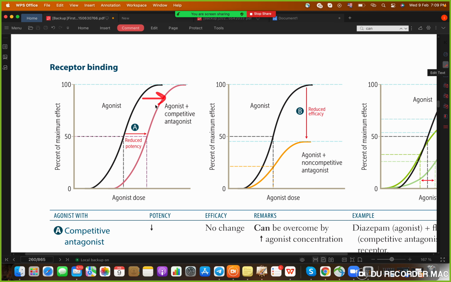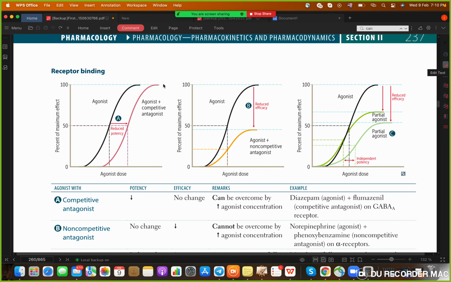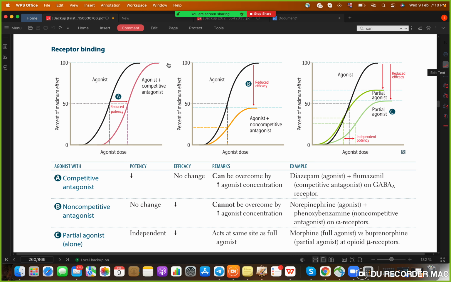So receptor binding: here you can see the agonist, and the agonist with a competitive antagonist. It's shifting to the right. Shifting to the right means that it needs much more of the agonist to exert the same effect, which gives it much less potency. However, the efficacy is still the same because the Vmax is still the same. So the efficacy is untouched in the case of a competitive antagonist. But because of the shift on the x-axis, the potency is much lower. So with a competitive antagonist, potency is low, efficacy is not changed.